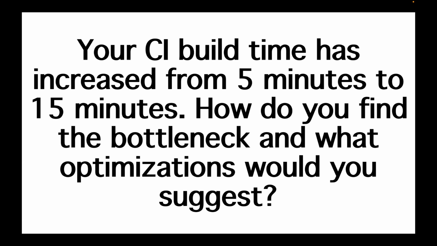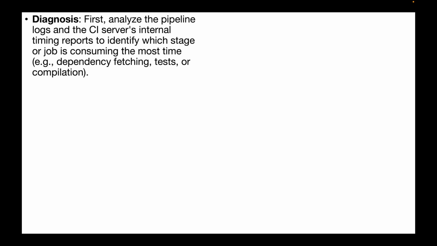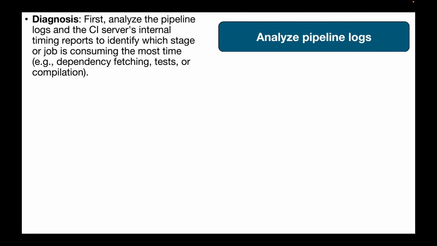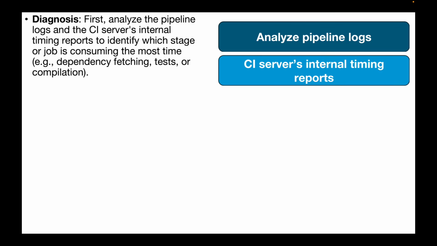The next question we have is your CI build time has increased from 5 minutes to 15 minutes. How do you find the bottleneck and what optimizations would you suggest? So the first thing is we will need to analyze the pipeline logs and the CI server's internal timing reports to identify which stage or which job is consuming the most time. For example, fetching the dependencies or running the test cases or during the compilation. So basically, which stage is consuming more time.